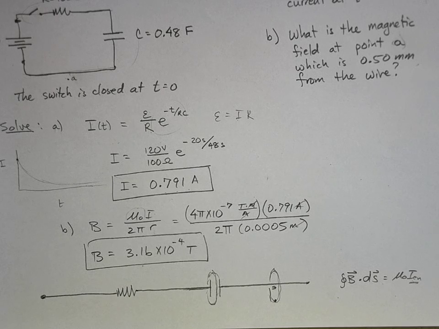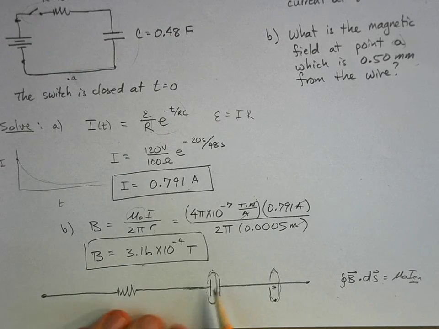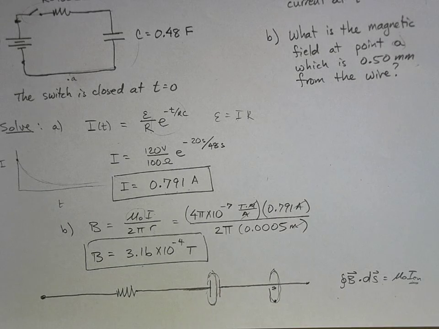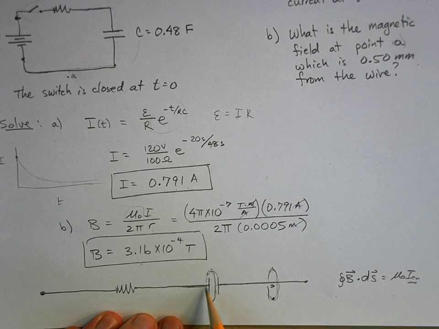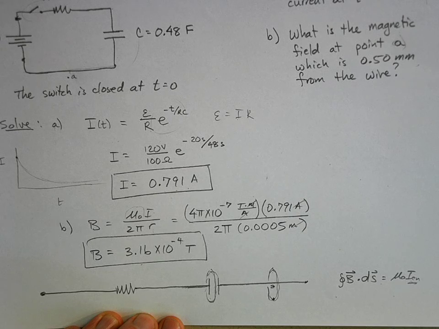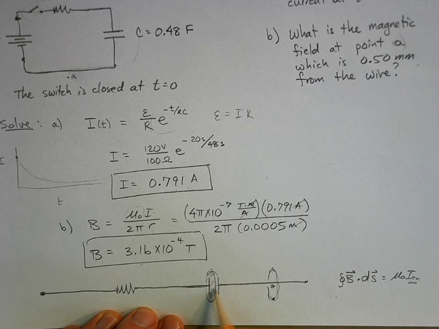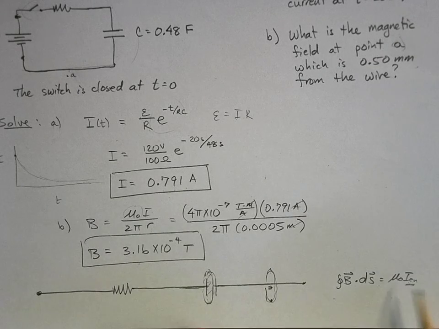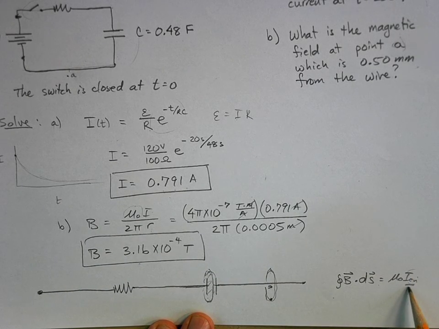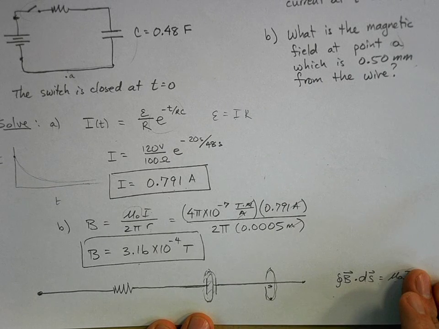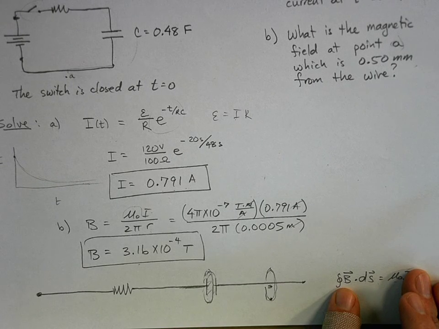There isn't any, right? There's no current across that capacitor. So if I drew a cross-sectional area, there's no current through the loop. So you'd say, well, no current through the loop means mu naught I enclosed is 0, which means the magnetic field should be 0.